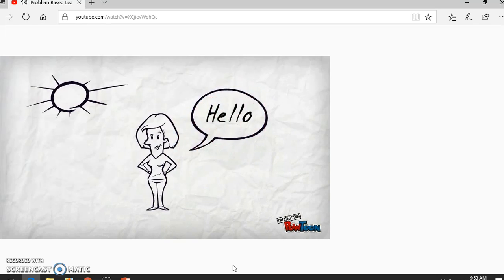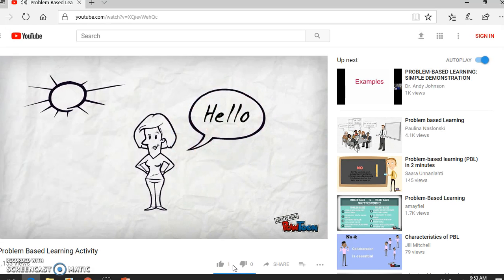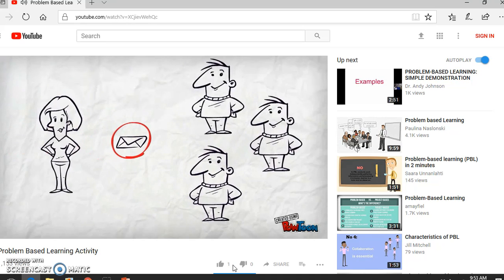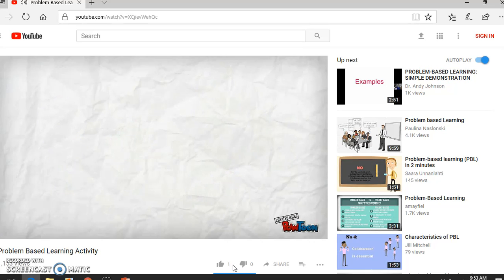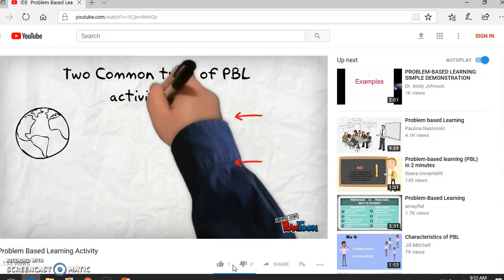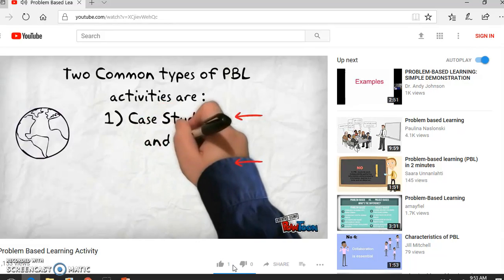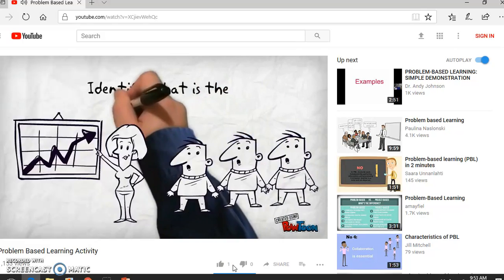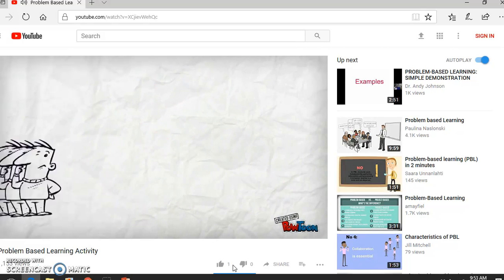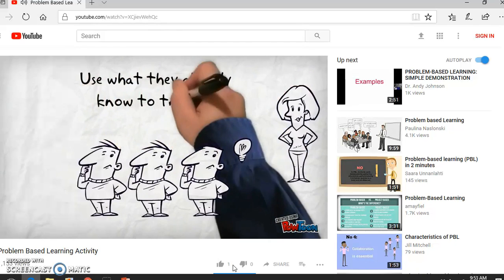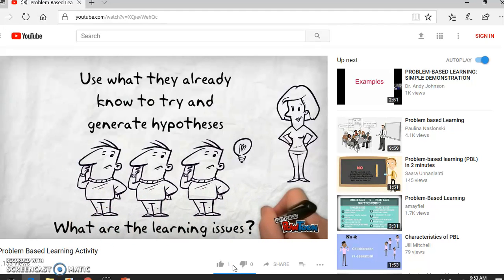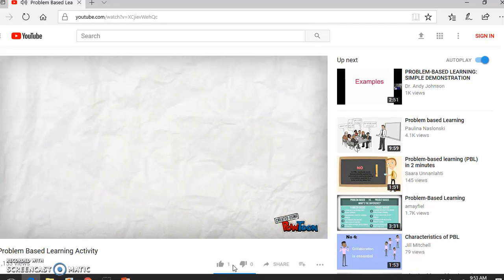Mrs. Jones is a teacher and wants to introduce problem-based learning into her classroom. This is how she does it. The teacher or facilitator breaks the class up into small groups and presents them a problem. The two most common problem-based learning activities are case study and simulation of real life scenarios. Once the activity is presented, the group works towards identifying the problem. The group uses their pre-existing knowledge to try to generate possible solutions. This helps to identify their learning needs or knowledge that is lacking but is needed to come to a solution.